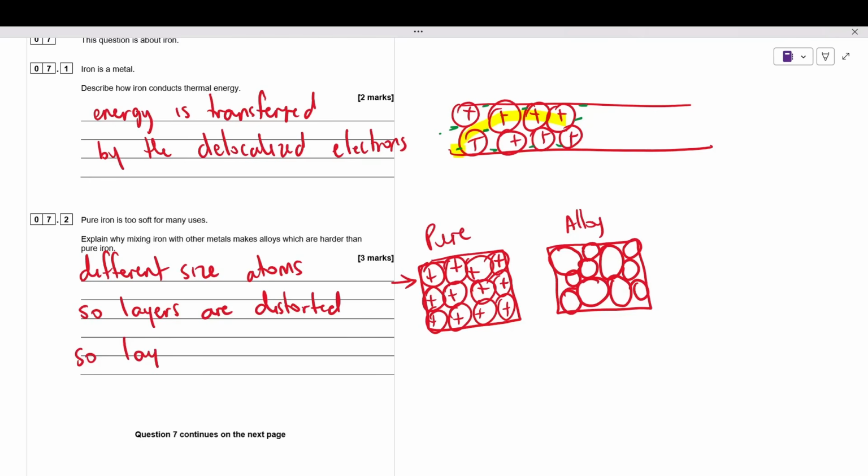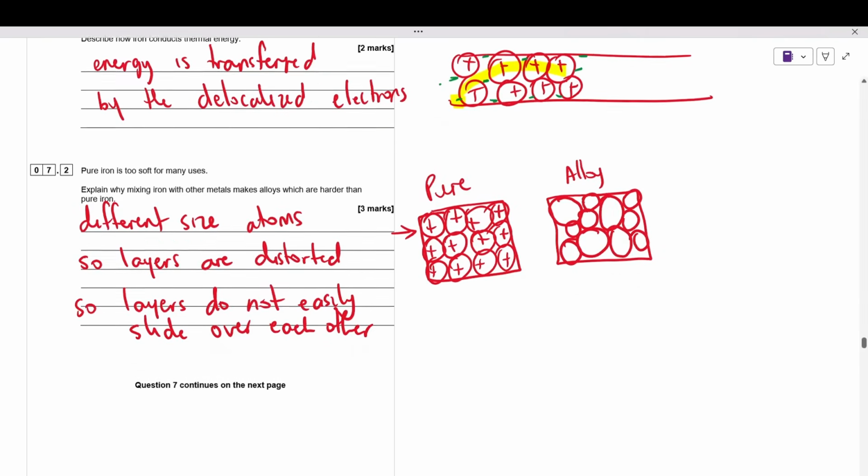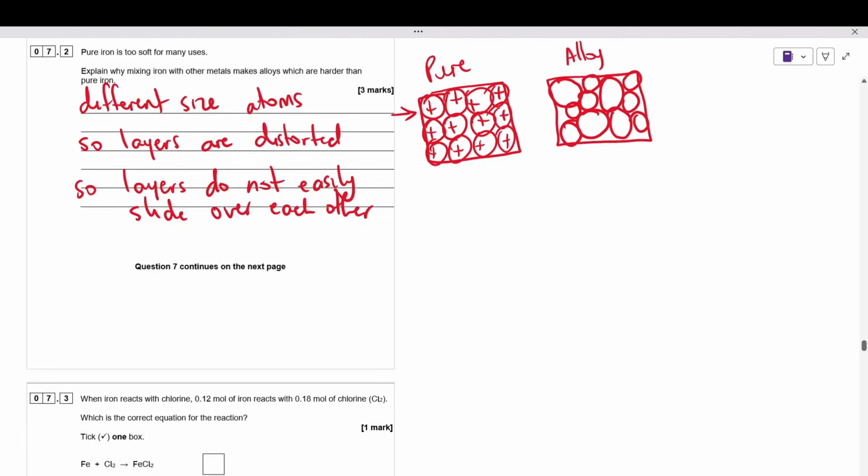So layers do not easily slide over each other, right? Or easily slide. So because it no longer slides easily, it simply means that it is now going to be stronger. It's going to be harder, right? Those properties are going to be changing, right? So that's your pure metal and your alloy.